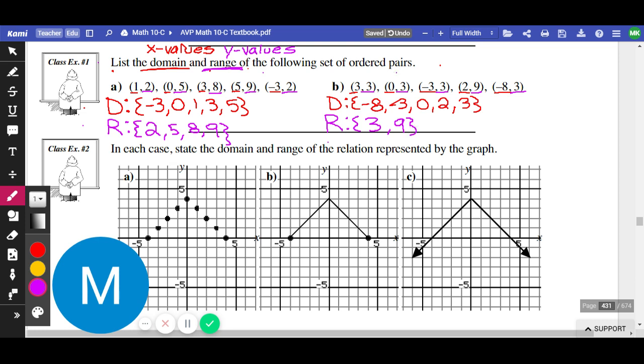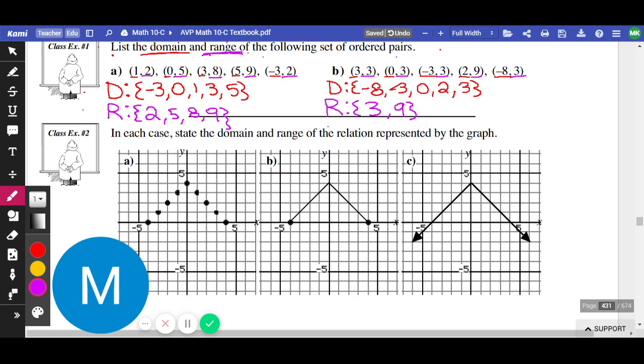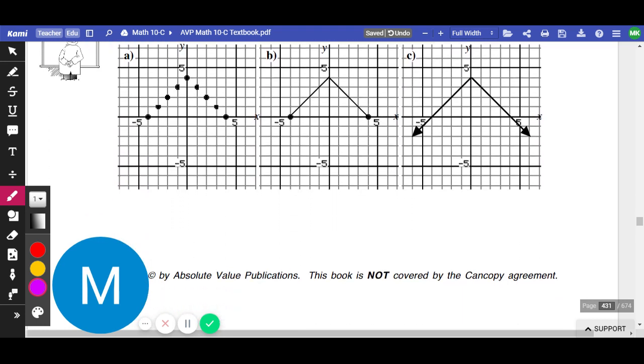That would be your domain and range. For discrete data, for points, for ordered pairs, it's not that bad. It's pretty straightforward. Awesome. We're going to try a couple more. We'll look at A first.